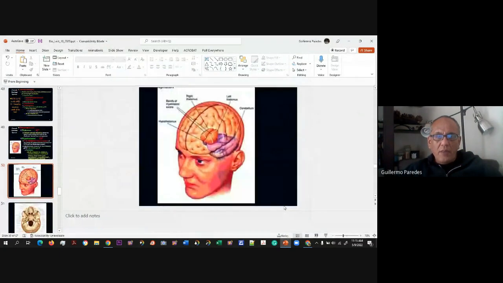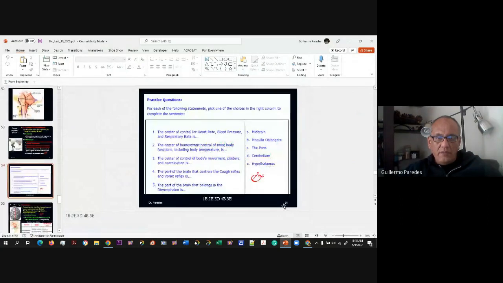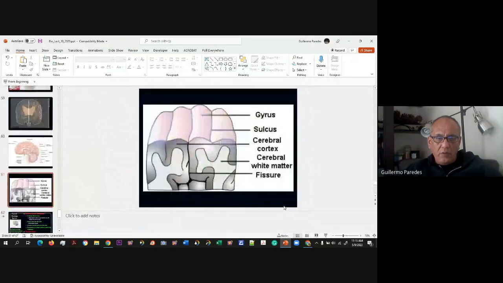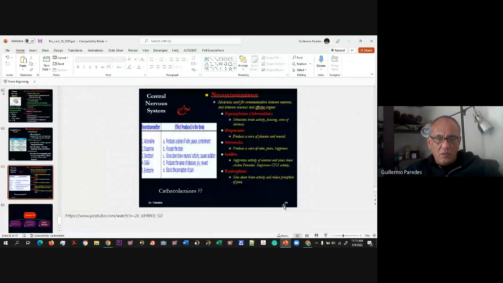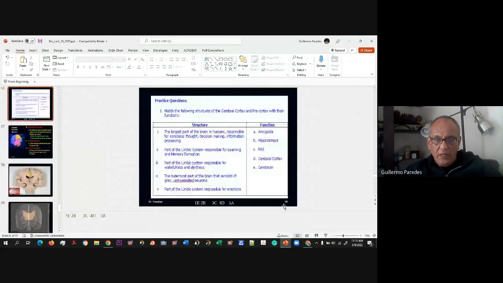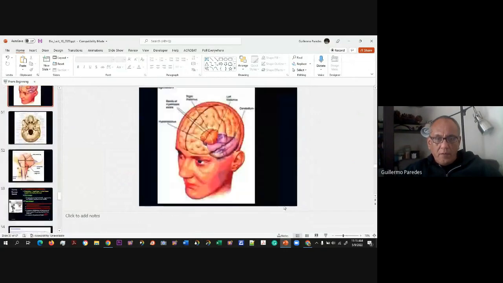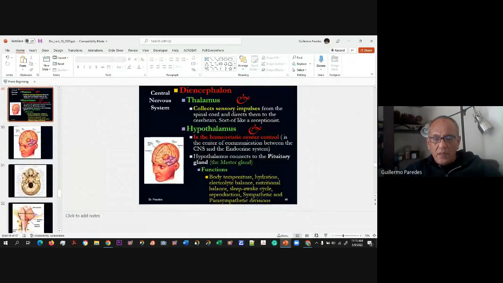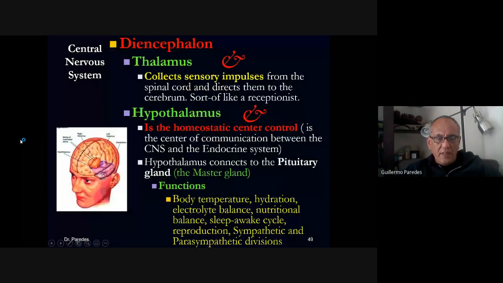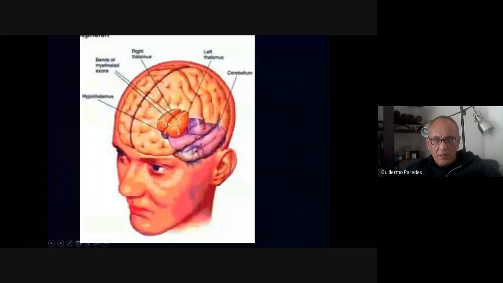Okay, so let's talk about the diencephalon and the cerebellum at the end. This is very short, but it's very, very important. All right, so let's talk about the diencephalon. Look at that. I want us to observe where is the diencephalon. This is the diencephalon.